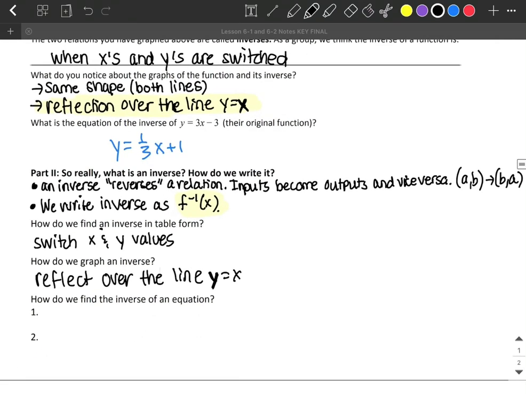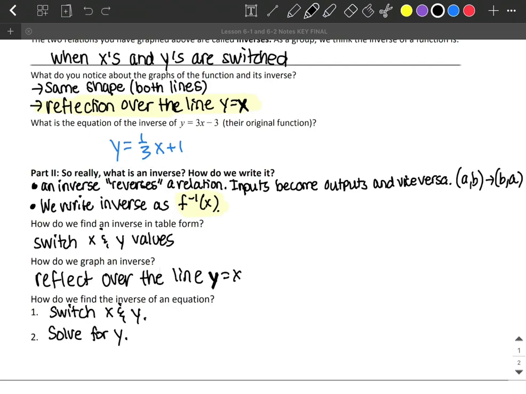And then algebraically, you can find the inverse as well. If you're given an equation, the first thing that you can do is switch your x and y, and then solve for y, get y by itself. We're going to do that with the original equation we were given, and we're going to see that the function we find this way is the same exact one as we got here, y is equal to 1/3 x plus 1.